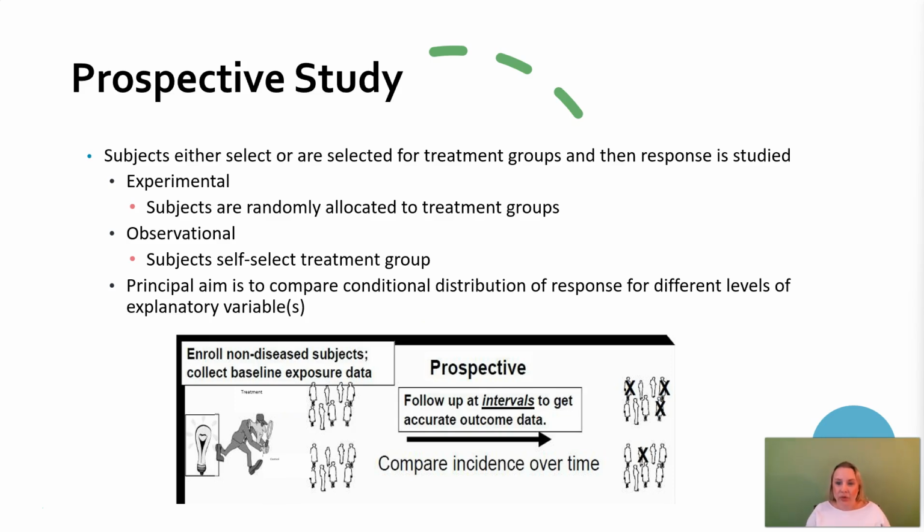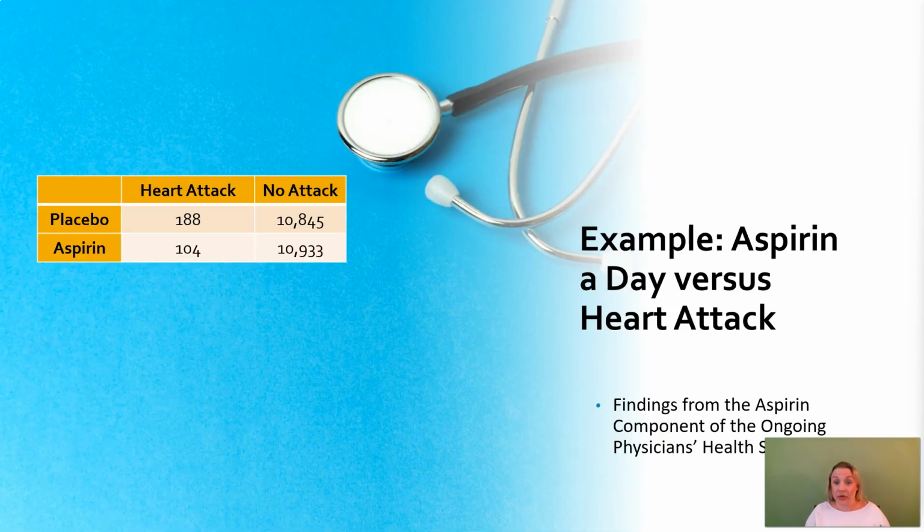The principal aim is going to be to compare the conditional distribution of responses for different levels of the explanatory variable or variables. So if we look at enrolled non-disease subjects and we collect baseline exposure data, once again, we know that not everyone that gets exposed gets the disease, then you give them a treatment. And depending on how the study is designed, their treatment can be a placebo or no treatment at all. And then we follow up with them at intervals to get accurate data to compare the incidence of the disease over time.